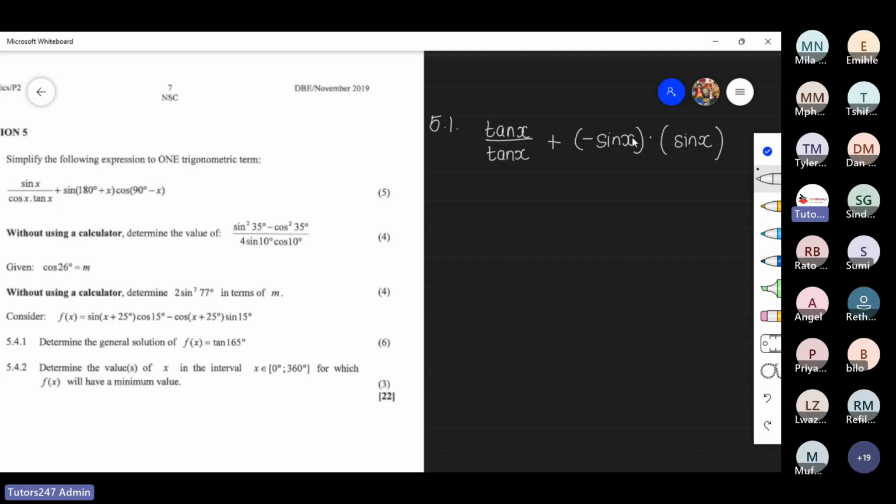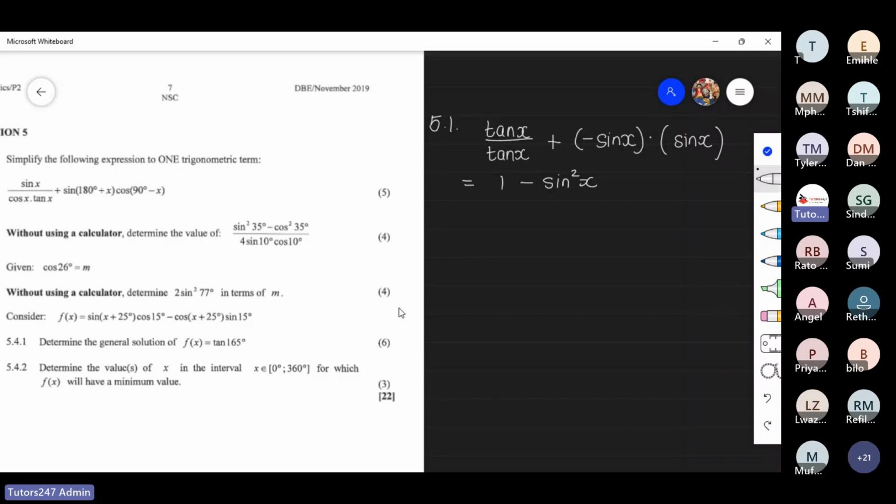So we've now simplified this expression in our first step. Next, what we can do is take it a step further by dividing tan x divided by tan x and multiplying negative sine times positive sine. So let us continue. From here, tan x will cancel out tan x, leaving us with positive 1. Next, we have negative sine x times positive sine x. Now that is going to give us negative sine squared x.